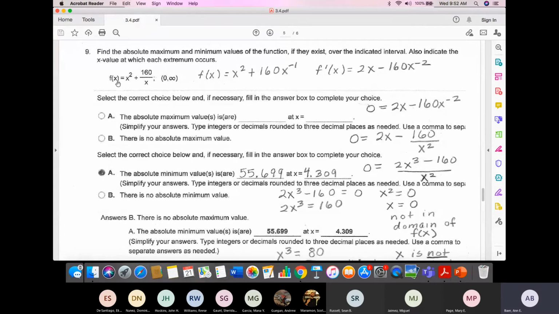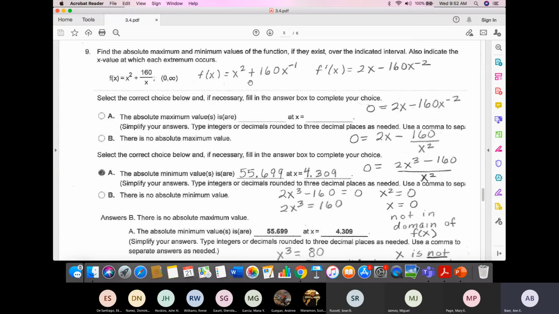So the first thing I'm going to do is rewrite this original function by bringing this x to the first in the denominator up. When you bring a base with an exponent up to the numerator, you just change the sign on the exponent only. So this x to the first becomes x to the -1 when it gets brought up. So our function is f of x equals x squared plus 160 x to the -1. All I did is bring the x up in the denominator here.